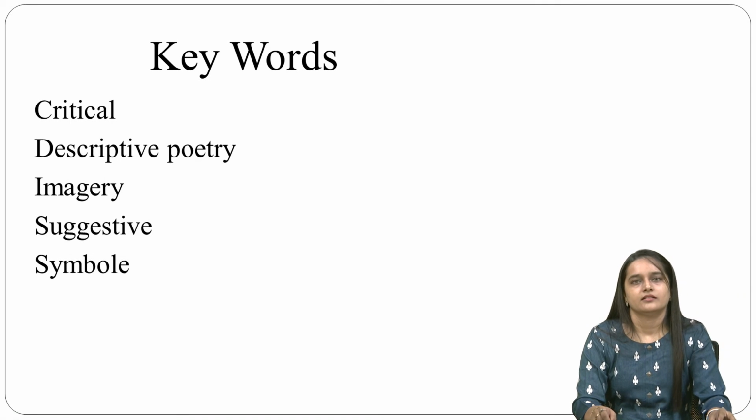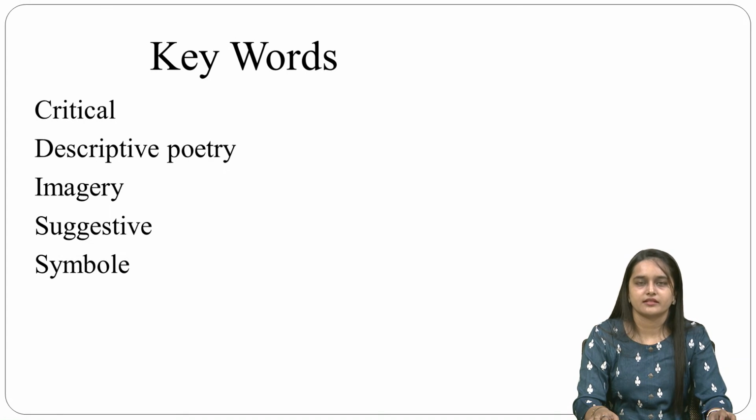Keywords. Many keywords are used here in this poem. First keyword is critical. It means using or involving careful judgment of good and bad parts of something. Second keyword is descriptive poetry. Descriptive poetry is a poem which uses detailed words in order to create imagery of person, animal, or inanimate object. Third keyword is imagery. It means vivid and descriptive language which is used to create distinct and definitive pictures in the reader's mind.